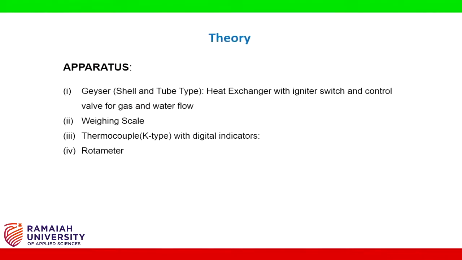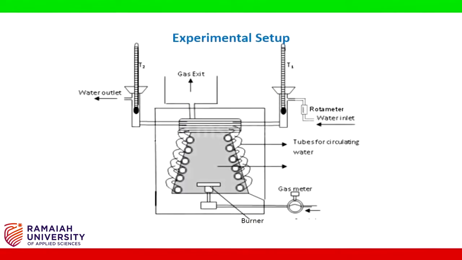Apparatus consists of geyser, shell and tube type heat exchanger with igniter switch and control valve for gas and water flow to burn the given fuel. Weighing scale to measure the gas consumed, thermocouple K-type with digital indicators to measure the temperatures, rotameter to measure the water flow rate. Figure shows the experimental setup.